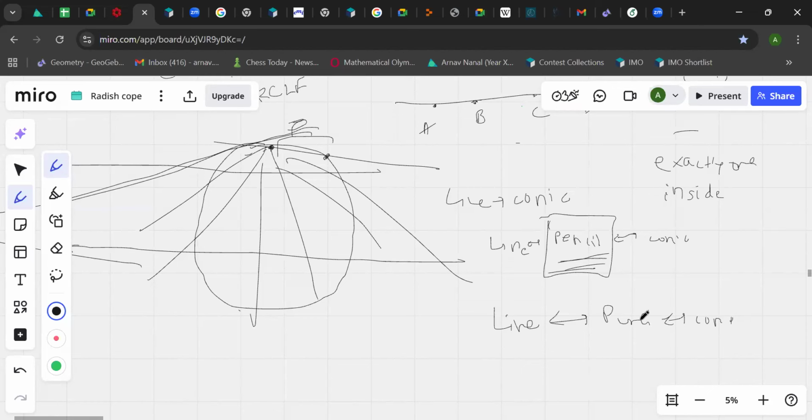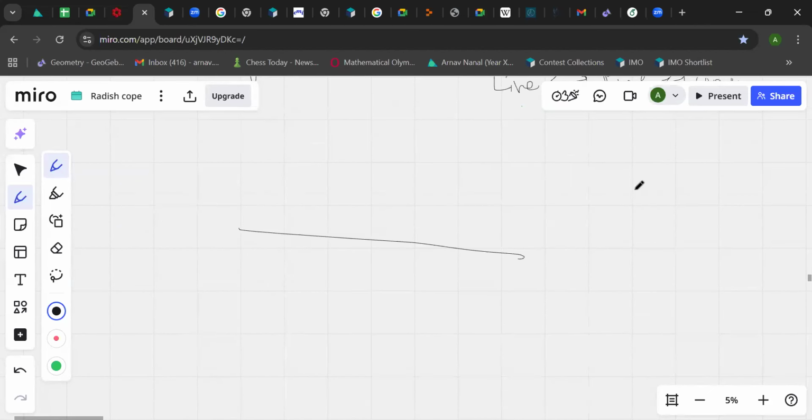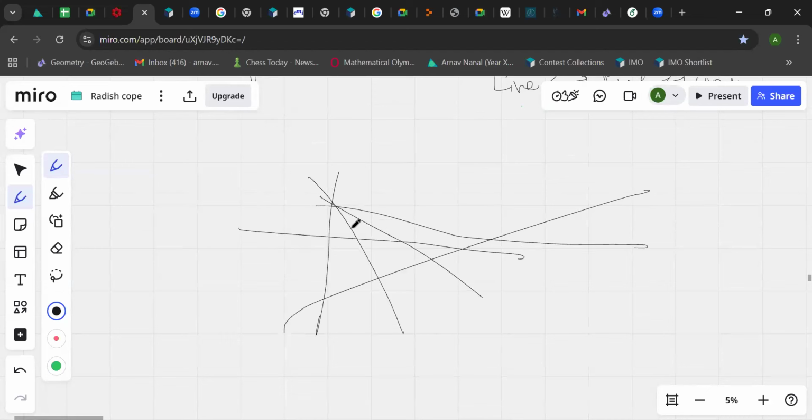Similarly, when you are projecting from a line to a line, if you have these two lines and you are projecting from some random point P, then you have these four points.